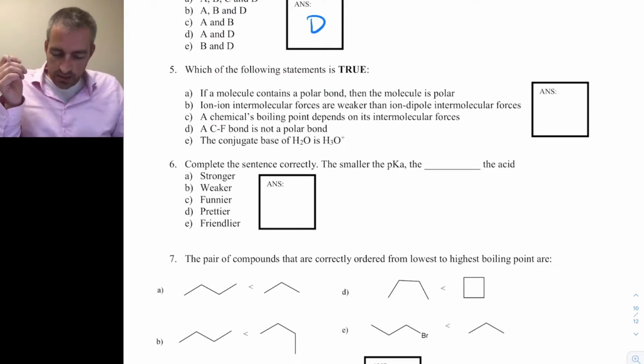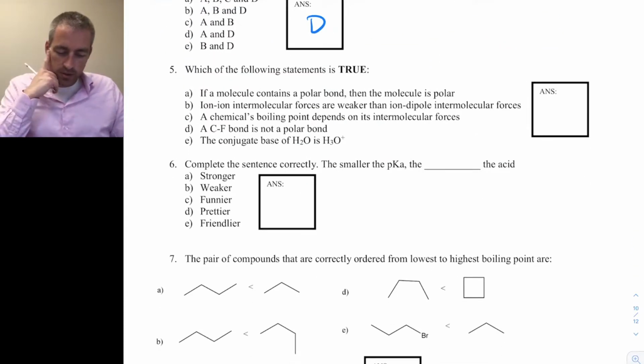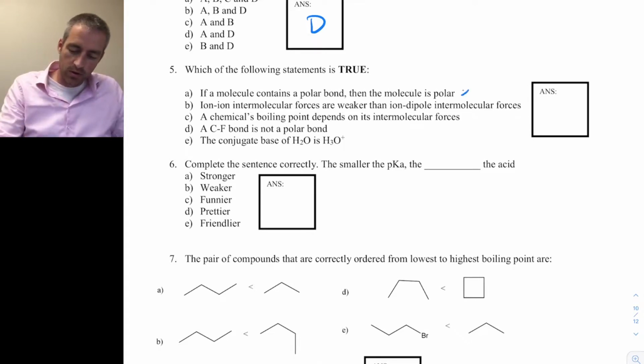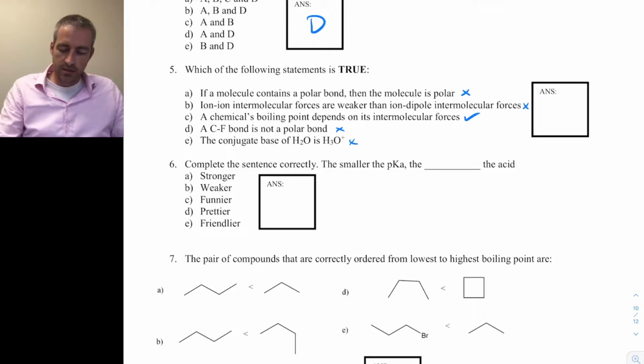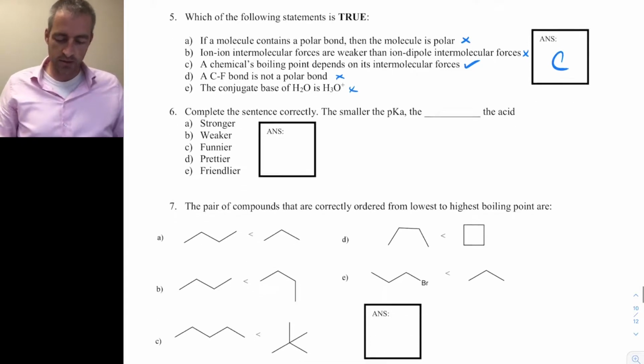Which of the following statements is true? If a molecule contains a polar bond, the molecule is polar. No. A molecule like CO2 has polar bonds, but is non-polar. Ion-ion intermolecular forces are weaker than ion-dipole. That's also untrue. Ion-ion are the strongest. A chemical's boiling point depends on its intermolecular forces. That is true. A CF bond is not a polar bond. Nope, it's ridiculous. Conjugate base, no, that's its conjugate acid. So C I'm satisfied with.